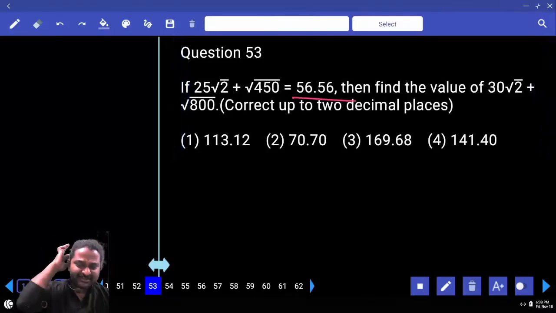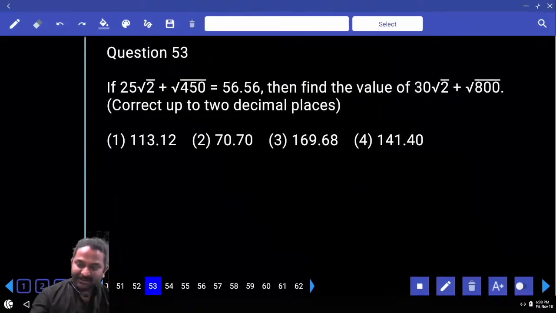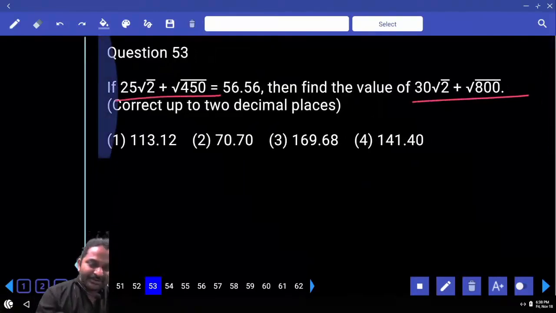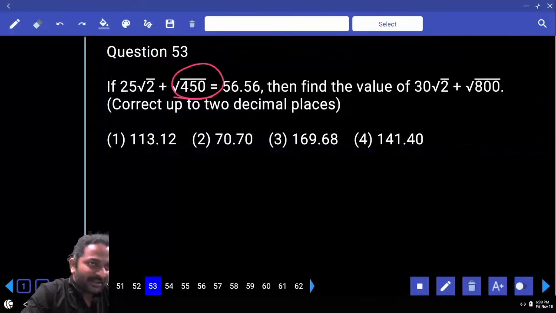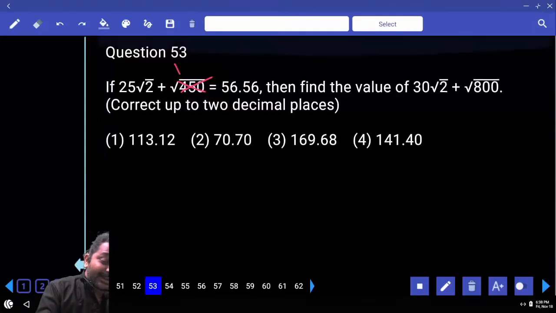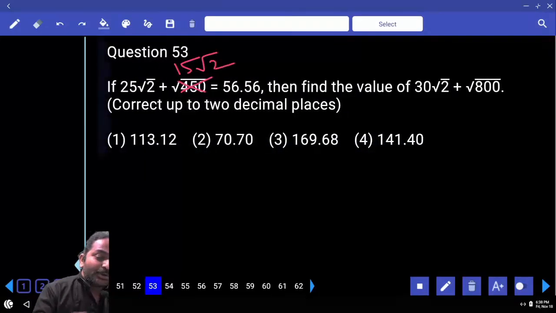There is some value which is given here, 30 root 2 plus under root of 800. We need to find out this value. Right. So now, we can change this under root of 450. Can we? Yes, try to change it. 450. What is next factor? Divided by 2. What is the next factor? 225. It's a perfect square only. So when you write 450 as 2 into 225, 225 comes out and this becomes 15 root 2.